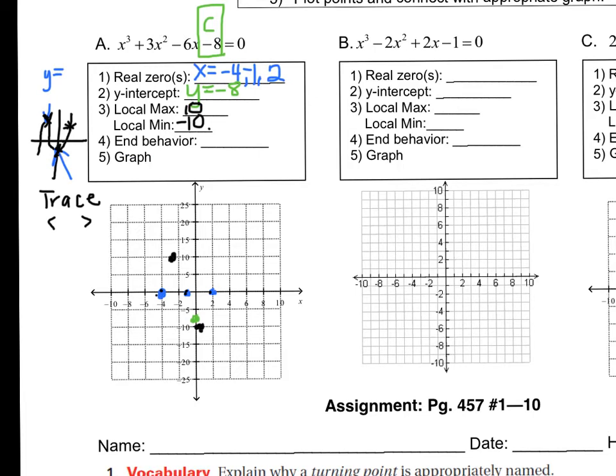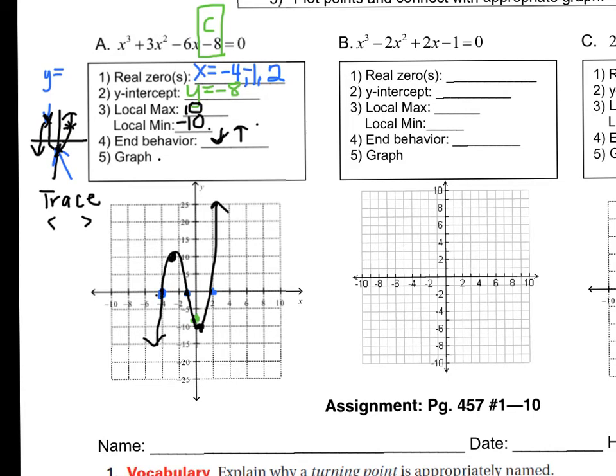The end behavior we can already kind of tell from the graph, but we know that the arrows point opposite like that because the leading coefficient's positive and the degree is odd. And so now that we have all that information, we just have to connect these dots with our line like that. And we're done.